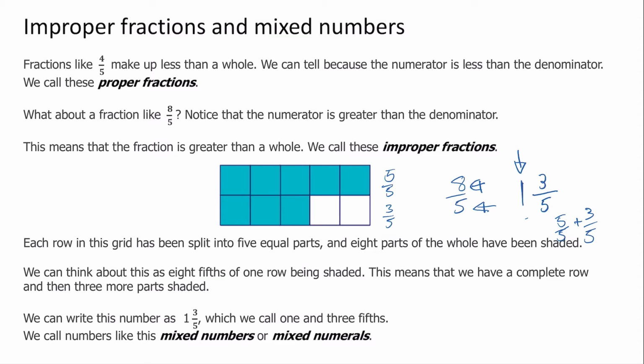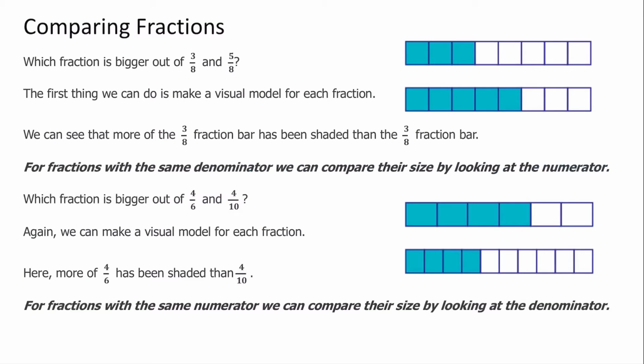If you have a look at it, if we added up those numerators, we get back to that 8 over 5. So a mixed number or a mixed numeral is where we have a whole number component. So we've gone past the denominator amount, and we then still have some fraction. Now, we often need to compare fractions. Sometimes it's really obvious and sometimes it's less so.